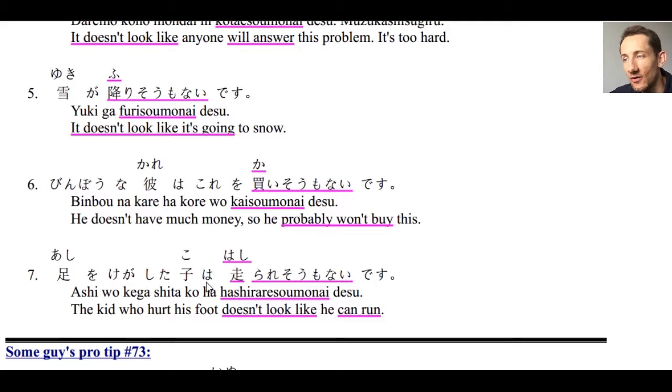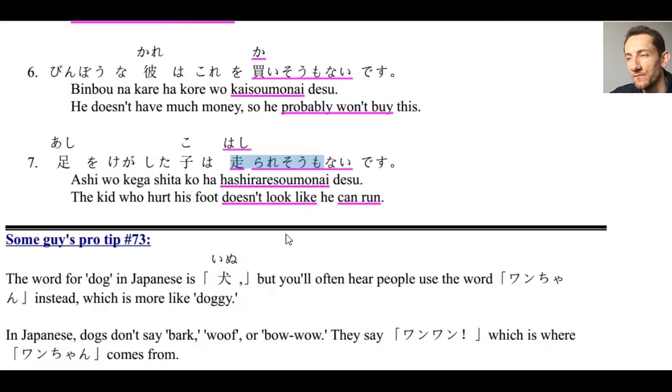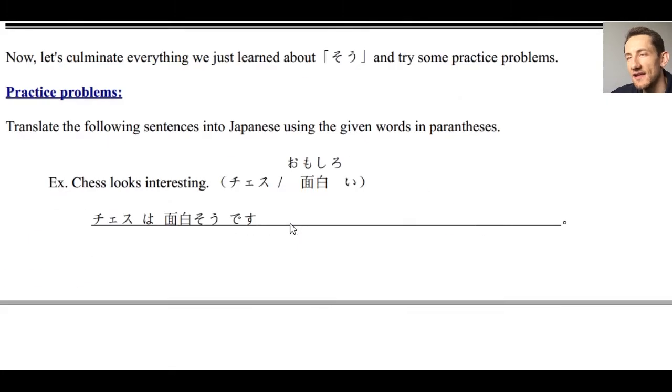Number seven, 足を怪我した子は走られそうもないです。So again, we have the potential form 走られる. 走る, 走られる, 走られそうもない. Doesn't look like he can run because he hurt his foot. All right, and that's going to do it.